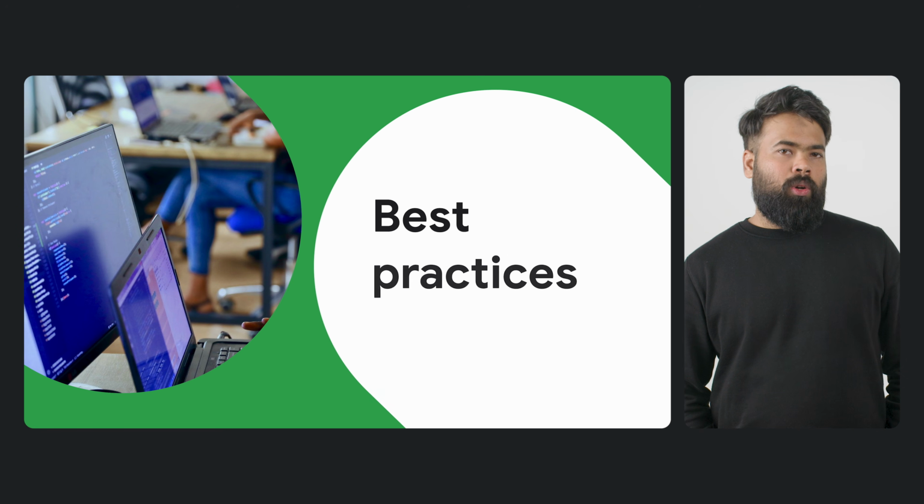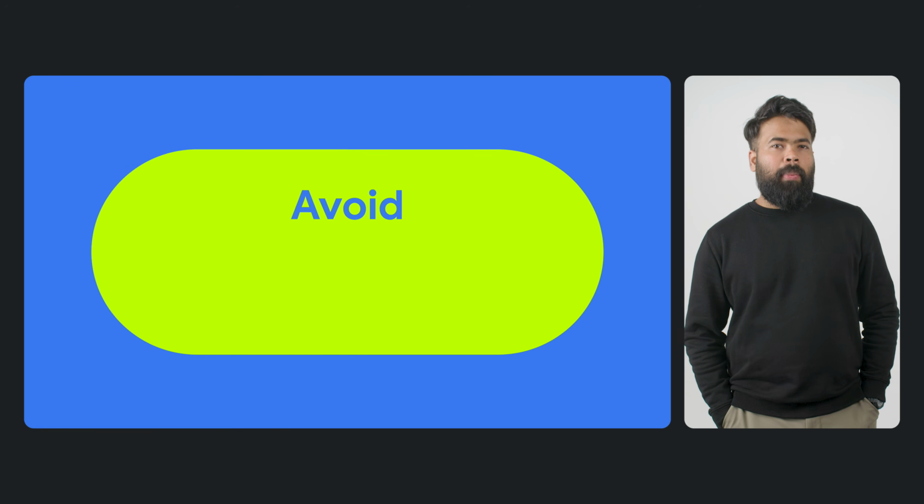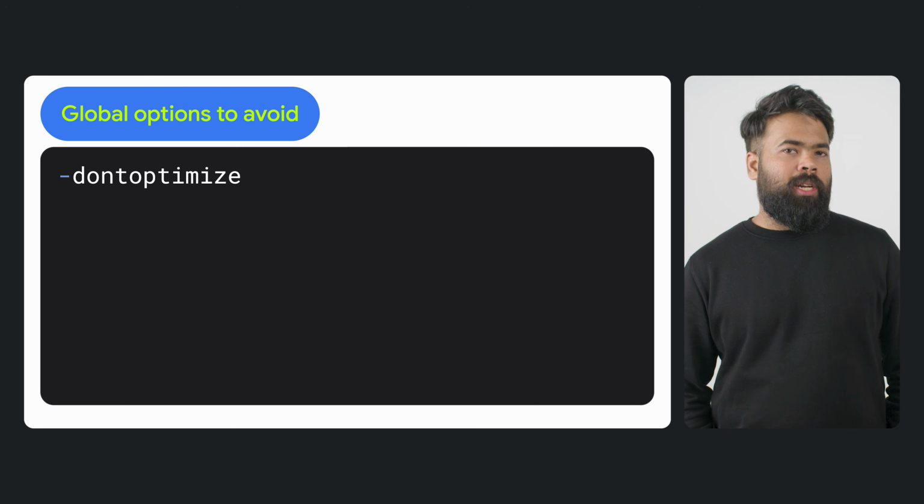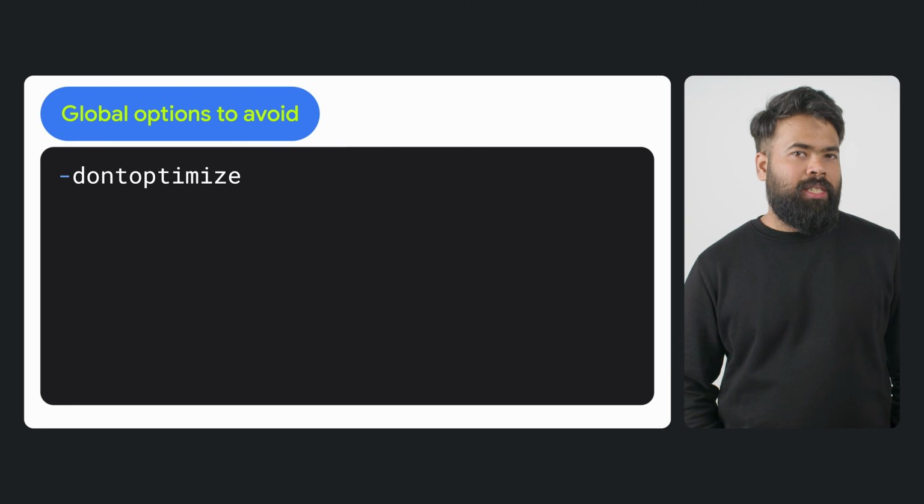Keep rules are at the core of R8 configuration. So let's take a moment to talk about best practices and common pitfalls. There are global keep rule options that let you turn off certain aspects of app optimization. Be mindful about these keep rules, as these affect optimization in multiple classes and thereby limit the benefits that come with a performant app. The most important global keep rule to avoid is don't optimize.